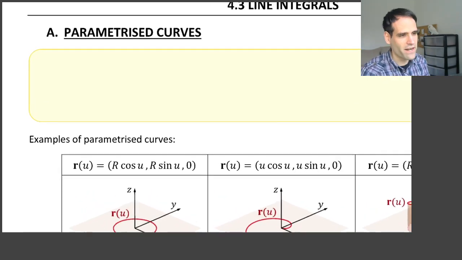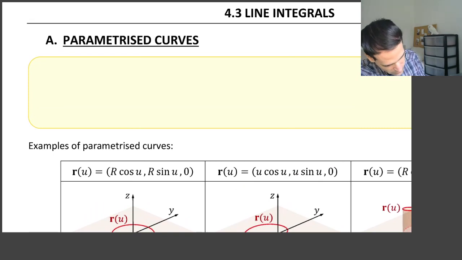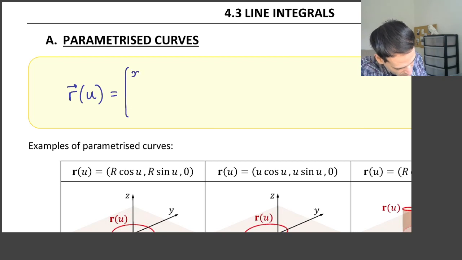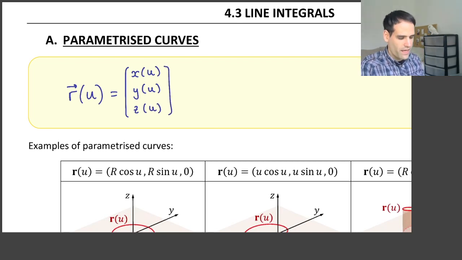So a parametrized curve is a function r, which is a position vector, and this is a function of one parameter, which we typically call u, okay? So this vector r corresponds to some position vector (x, y, z), such that x, y, and z are a function of u, okay? And that is it. This is a parametrized curve.